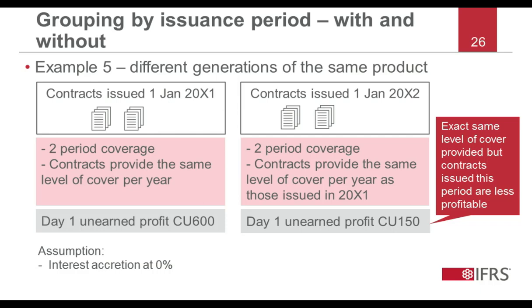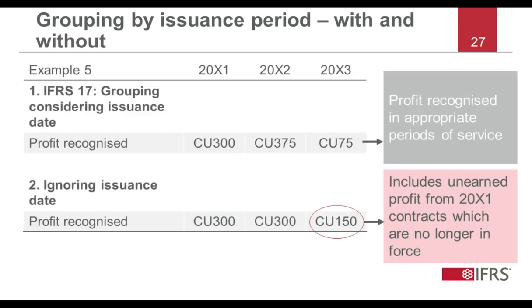On the day the contracts are recognized, contracts issued on the 1st of January 20X1 have an unearned profit of CU 600. Contracts issued on the 1st of January 20X2 have an unearned profit of CU 150. The only difference is that contracts issued in the later periods are less profitable.